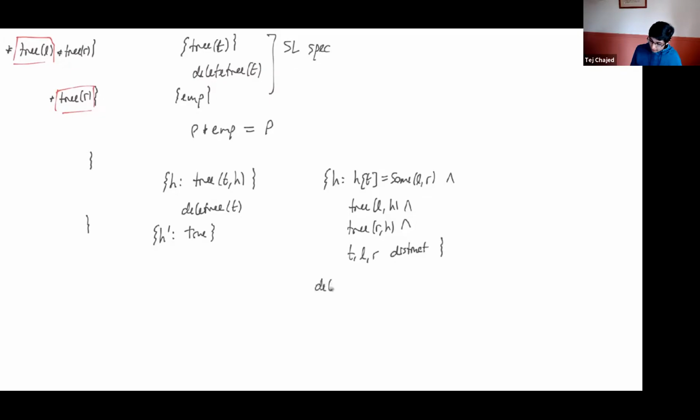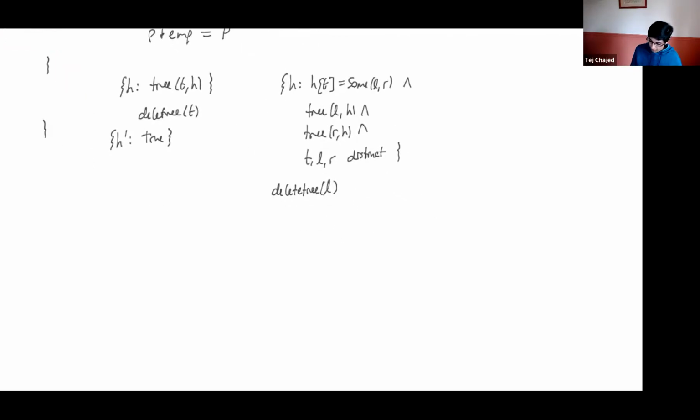Okay. So now what happens if we run delete tree of T of L? So we need to delete the left tree, and then we're going to delete the right tree later. What do we know of the resulting heap? Well, our spec actually says nothing. Here, it just says true. That's pretty bad. That means we're not going to be able to run delete tree of R after this. We can't prove that it's safe to delete the right subtree. Okay, so the problem is really that the specification is far too weak.